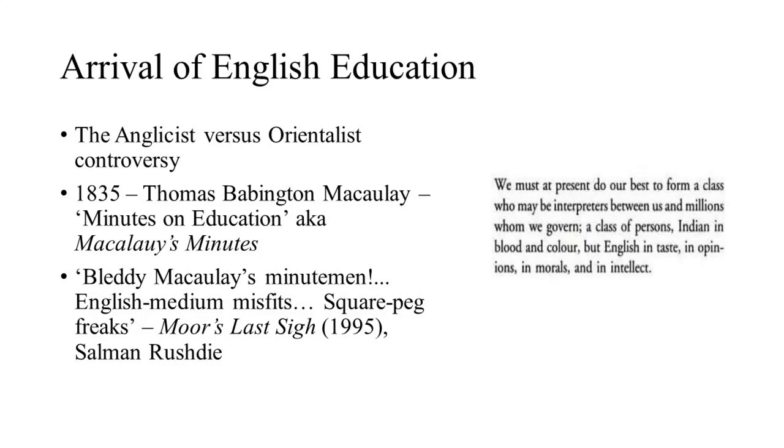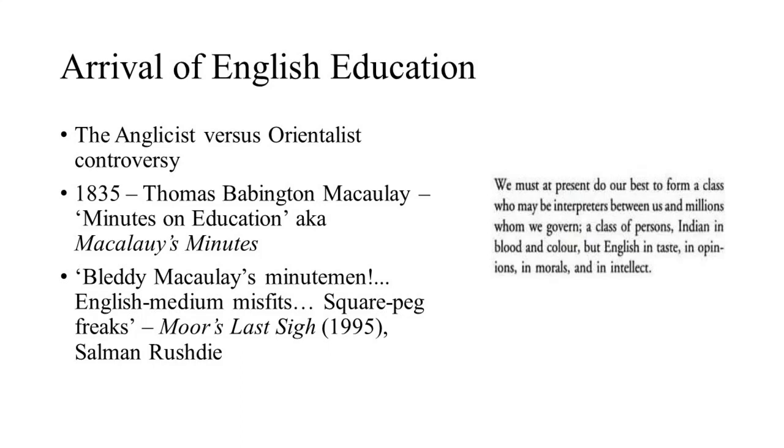But in the same year, in 1835, things were decided when Thomas Babington Macaulay comes out with his Minutes on Education, which later came to be dubbed as Macaulay's Minutes, in which he clearly states, "We must at present do our best to form a class who may be interpreters between us and millions whom we govern. A class of persons, Indian in blood and color, but English in taste, in opinions, in morals, and in intellect." So Macaulay's Minutes ensure that a colonial education would be administered to the Indians in the English language.